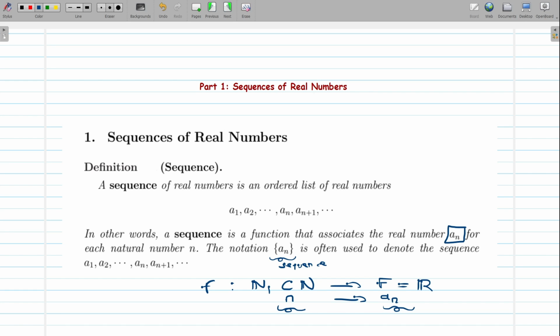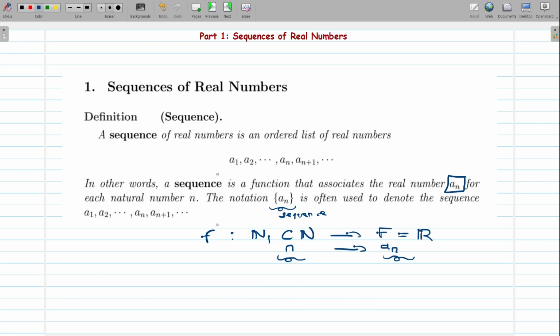Now let's first talk about stationary sequences before we go any further. Stationary sequences are sequences that are constant, or that have the same term, the same real number, let's say a sub k, starting from a certain range. So let's write a few examples of stationary sequences.